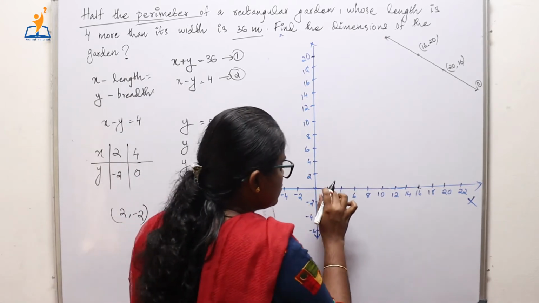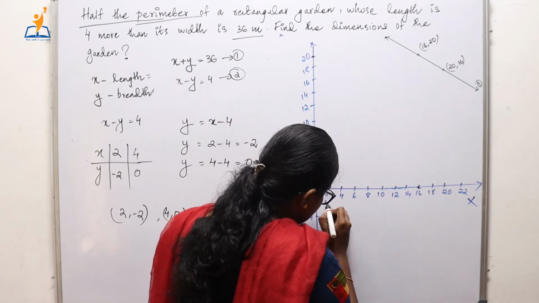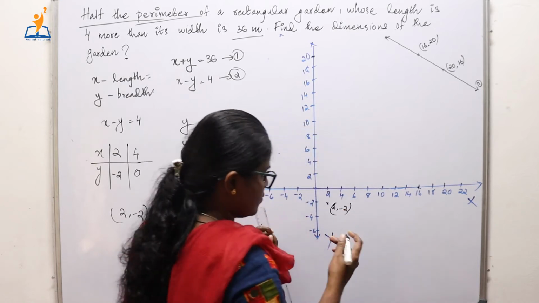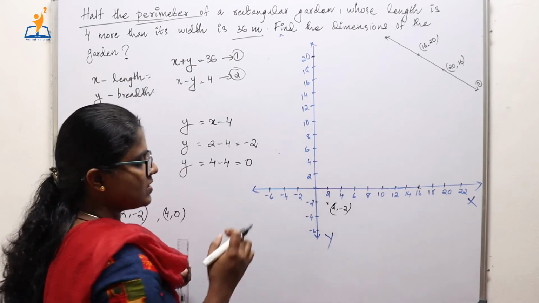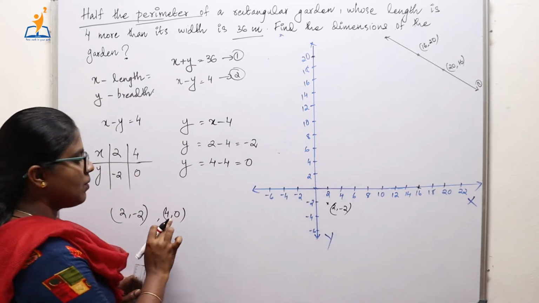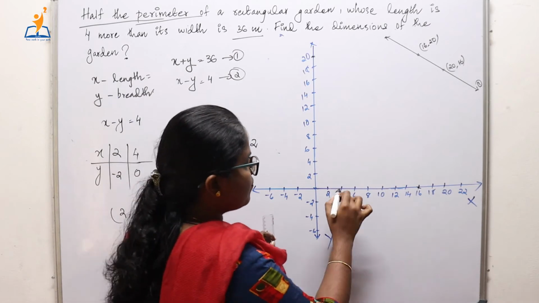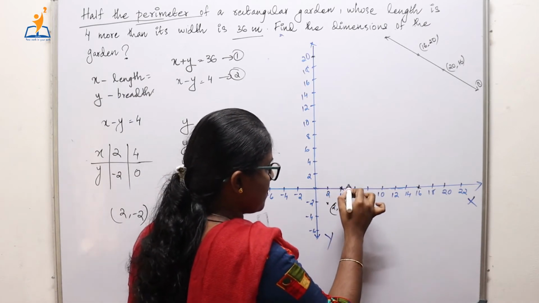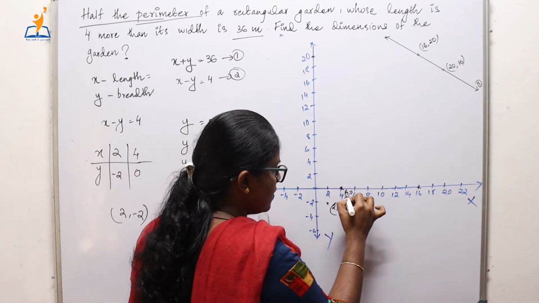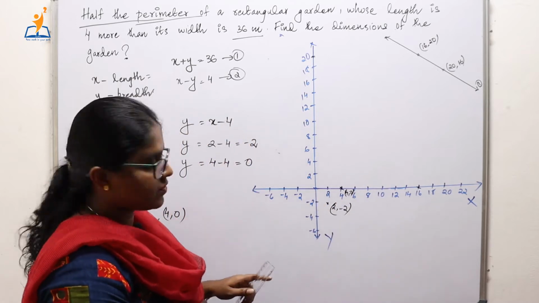We have (2, -2) here. This is our point (2, -2): 2 here, minus 2 here. Now we want to plot (4, 0). We have 4 here, 0 here. So this is our point (4, 0). So we got (2, -2) and (4, 0).